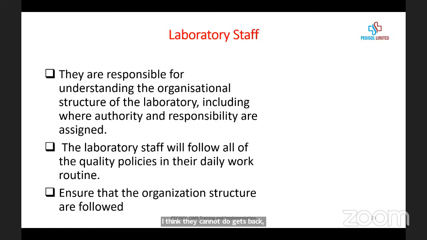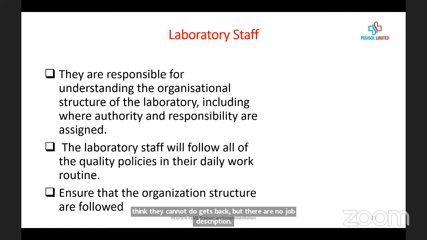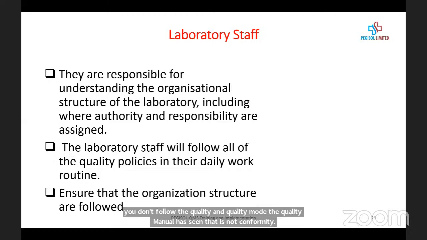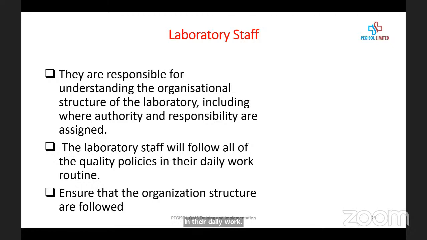The laboratory staff will follow all the quality policies. How many? All. If you don't follow the quality policy and what the quality manual says, that is non-conformity in your daily work. Somebody was chatting with me some few days ago, complaining that the boss is complaining about this and that. Why? Because the lab staff are not following the policies. Ensure that the organizational structures are followed.